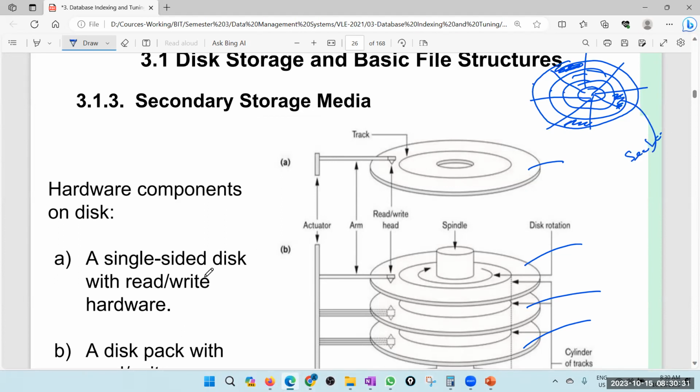Every disk has those tracks and sectors, and we have a read-write head for each and every disk. These hard disk plates can be rotated. What you have to remember is that they rotate in the same direction together. They can't rotate independently. When one rotates, all the others are also rotating. That is how it is built.